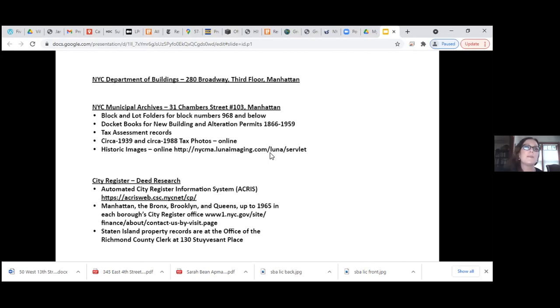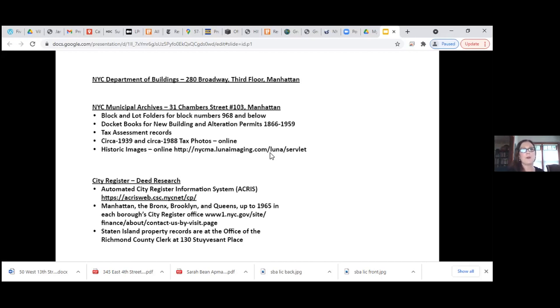The other thing I wanted to mention was the City Register for deed research. This has all conveyance or deed records, which can trace the ownership of buildings over time. Conveyances and mortgage records from 1966 to the present, except for Staten Island, are available online through the Automated City Register, also known as ACRIS.